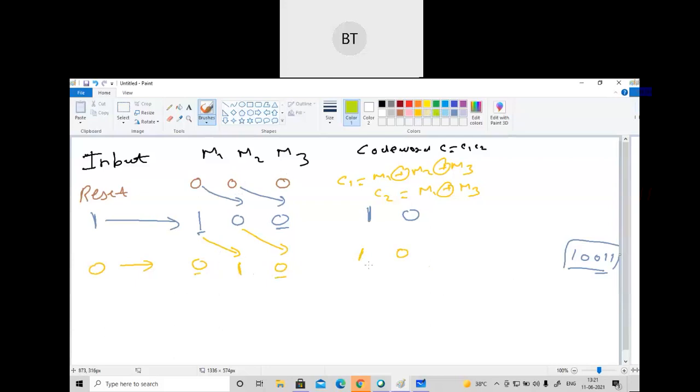Now we will see 0 one more time, 0 is inserted here. So we will put 0 here, that 0 will get shifted, and this 1 will get shifted here. What will we get here? 0 XOR 0 is 0, 0 XOR 1 is 1. Now 0 XOR 0, we will get 0 here.